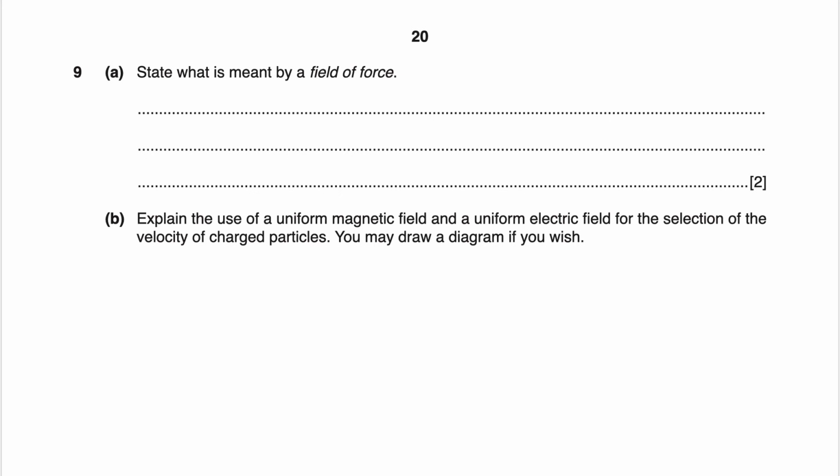State what is meant by field of force. Weird, very weird. Okay, a field is a region where, if you enter, you experience a force. That's the answer. I'm not going to blabber on about this more. Now we have a B question here. Explain the use of uniform magnetic field and uniform electric field for the selection of the velocity of charged particles. You may draw a diagram if you wish.